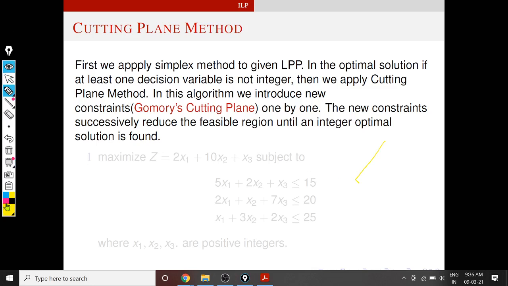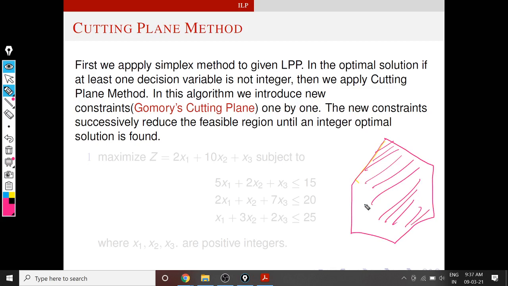Suppose this is our feasible region. We assume that this is a convex feasible region, and also we assume that this is the optimal solution of the original LPP, not the integer LPP, the normal LPP. So maybe the solution is x1 equal to 3 by 2 and x2 equal to 7. Suppose we have only two decision variables.